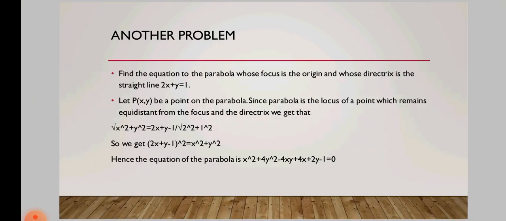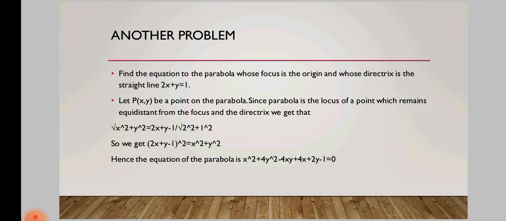Finally we solve a problem. What is the equation of the parabola whose focus is the origin and directrix is the straight line 2x plus y is equal to 1? If (x, y) is a point on the parabola, then the distance from the focus, that is the origin, is root over x square plus y square, and the distance from the line 2x plus y minus 1 is equal to 0 is (2x plus y minus 1) by root over 2 square plus 1 square.